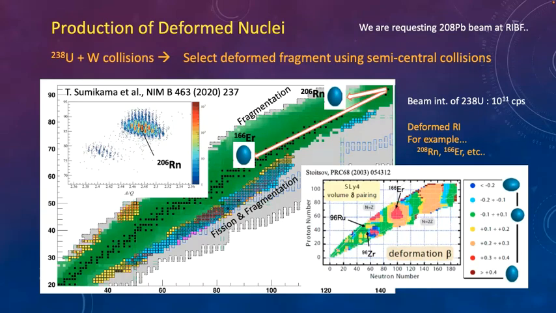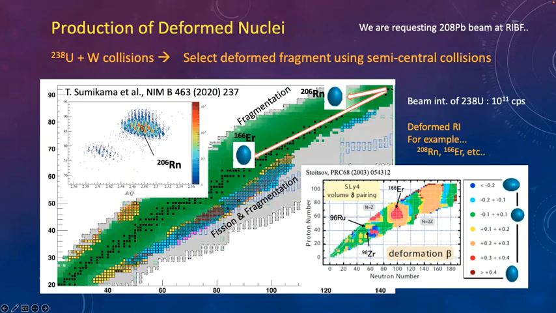And it also depends on how much rate we can achieve. This is another question, but at a high intensity beam facility, I think we can perform this kind of collision. And the next question is, we are now requesting a RI beam because we are more interested in neutron-rich high-density matter.